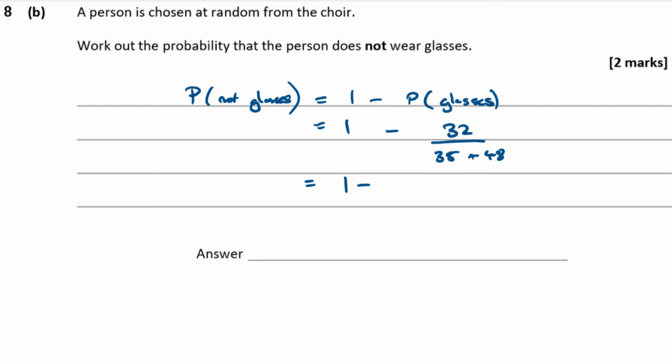That's 83 people altogether, so 32 out of 83 wear glasses. So taking that away from 1, so 83 take away 32, that's 51, isn't it? So that's 51 over 83. 51 in 83, that's the probability that the person does not wear glasses.